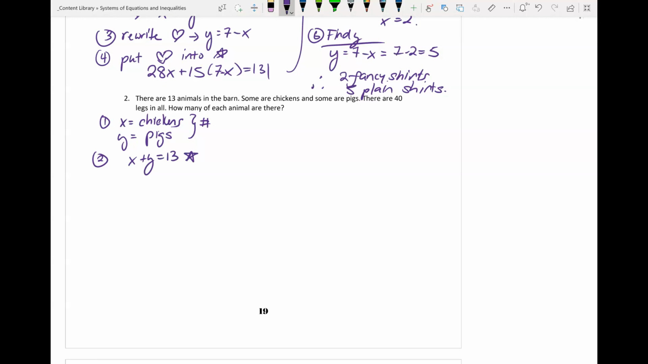Now it says there are 40 legs in all. So what we're going to do is try to state this in the number of legs of these animals. So we know a chicken has 2 legs. If I multiply it by the number of chickens there are, I'm going to get the number of legs from chickens. And pigs, they have 4 legs. And if I multiply it by the number of pigs, I'm going to have the number of legs from pigs.